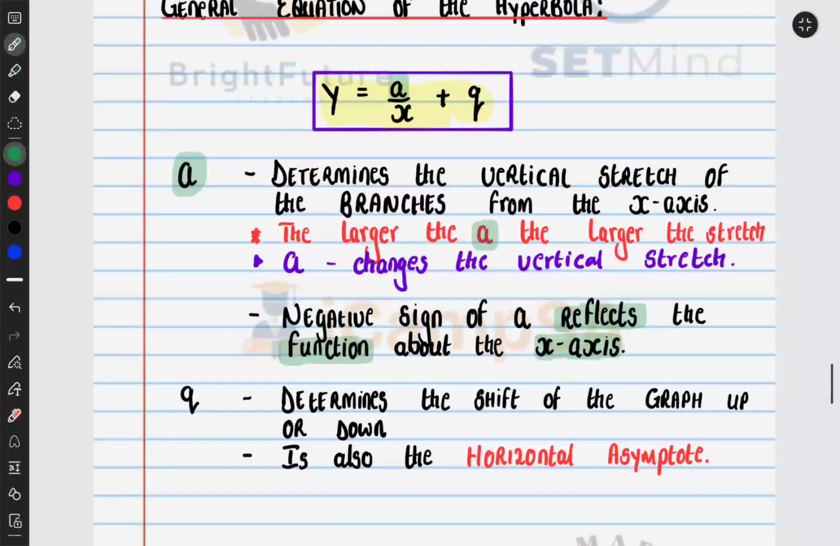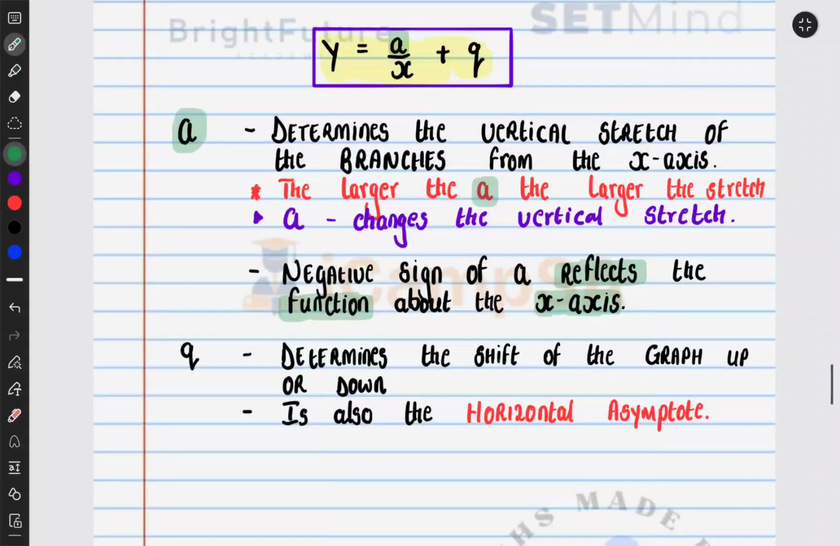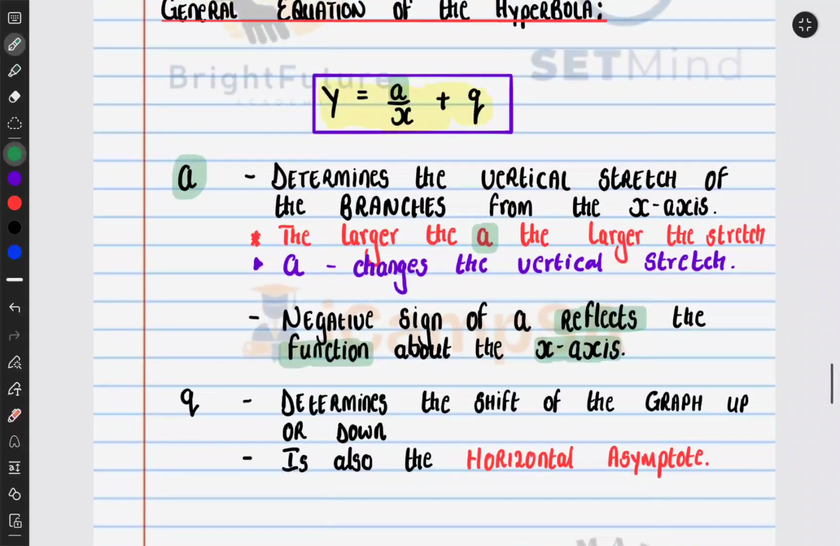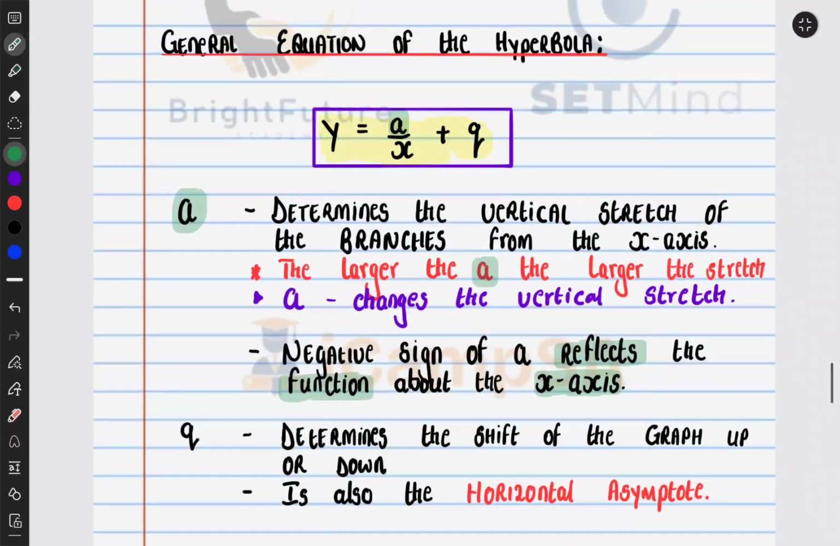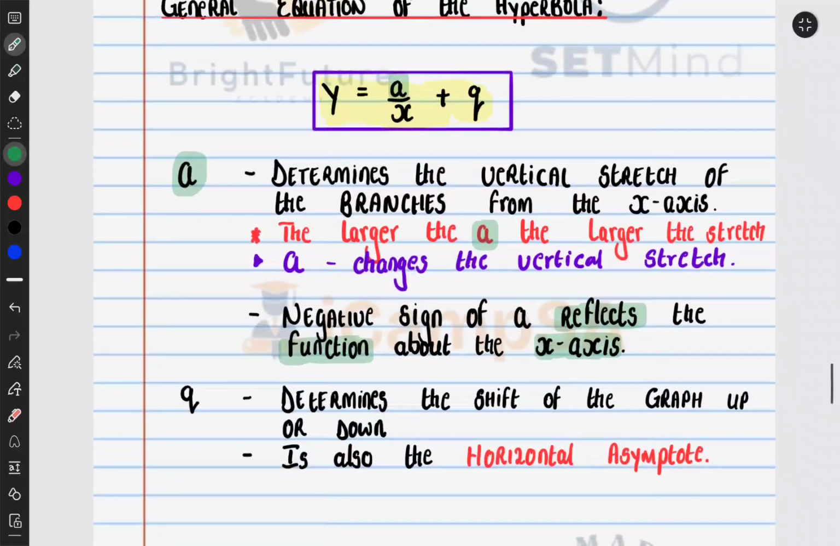Okay, and then next we have the q in the general function, and the q that you see there determines the shift of the graph, upwards or downwards. So the q shifts the graph vertically. Just like we have witnessed with the two functions we have done already, when we add q, the function will move up. When we subtract q, the function will move down.